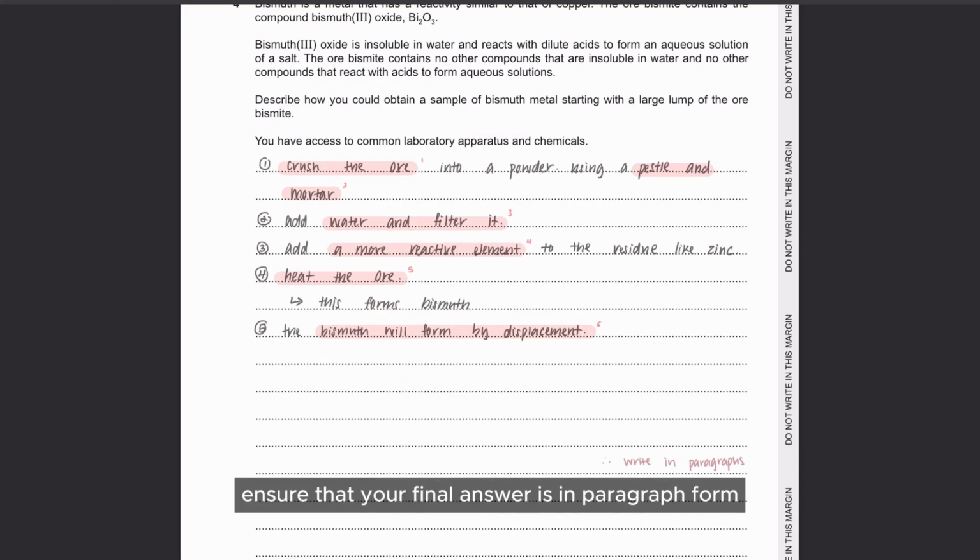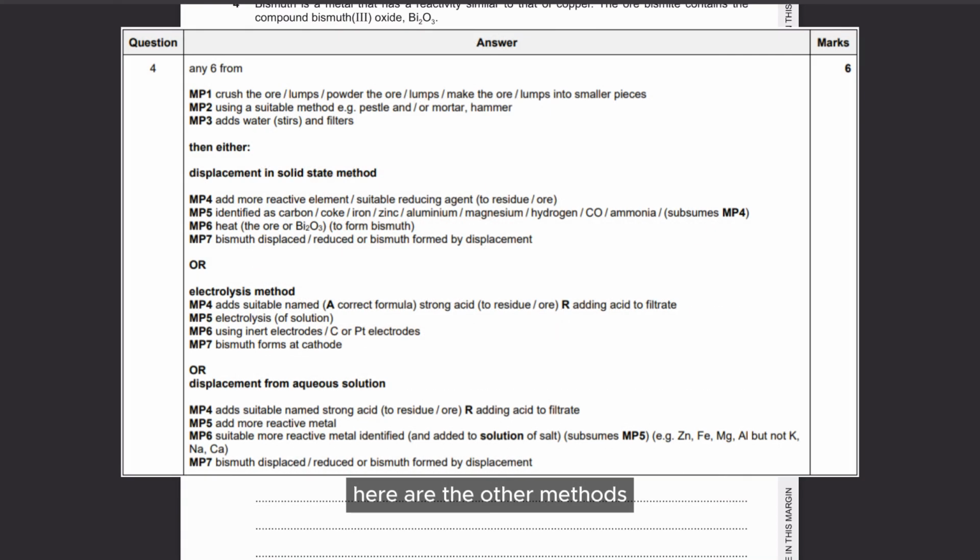Ensure that your final answer is in paragraph form. Here are the other methods listed from the marking scheme of this paper.